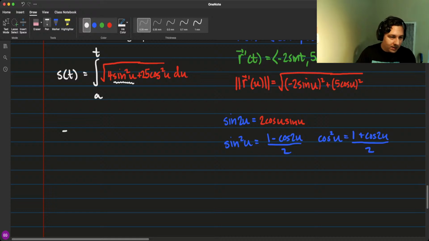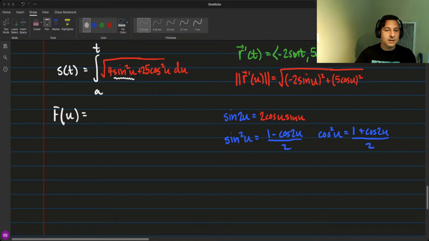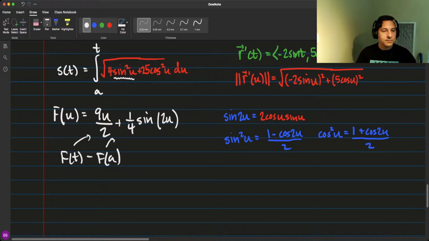Okay, if you do this properly, the antiderivative. Okay, why is it not letting me write? There we go. The antiderivative of this ends up being 9u over 2 plus 1/4 sine. Oh, sorry. 9u, you get 9. Okay, wait. So the antiderivative is 9u over 2 plus 1/4 sine of 2u. Which means when you plug it in, you're going to get f of t minus f of a for both of those. So this will give you a formula.